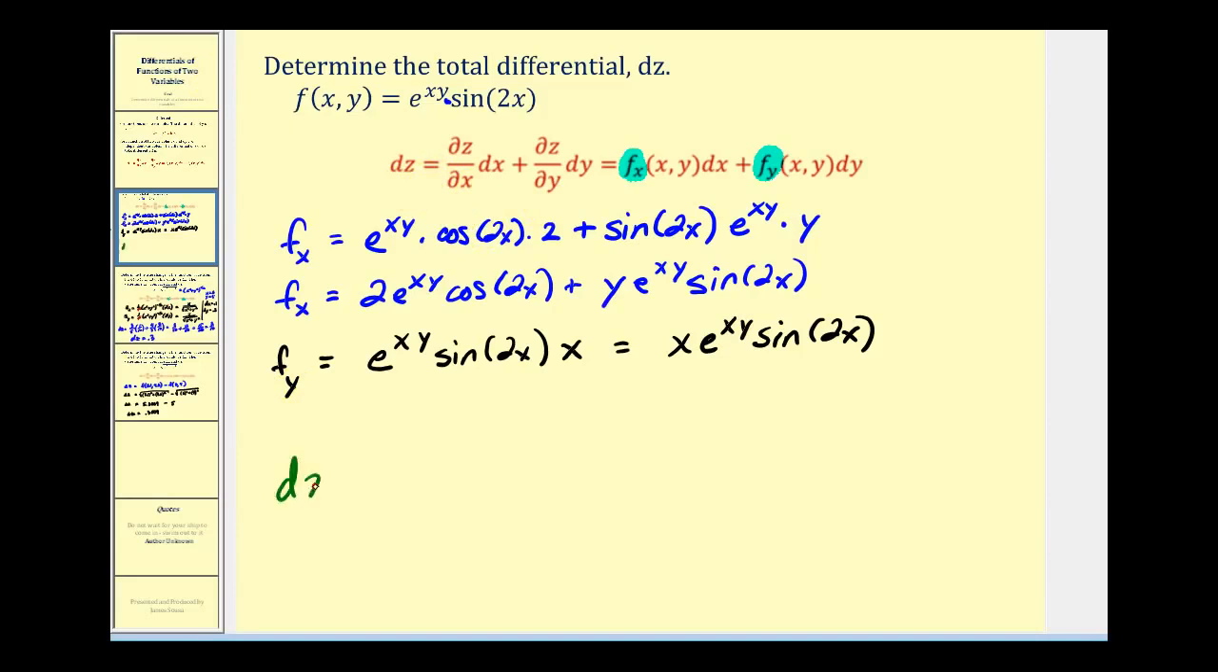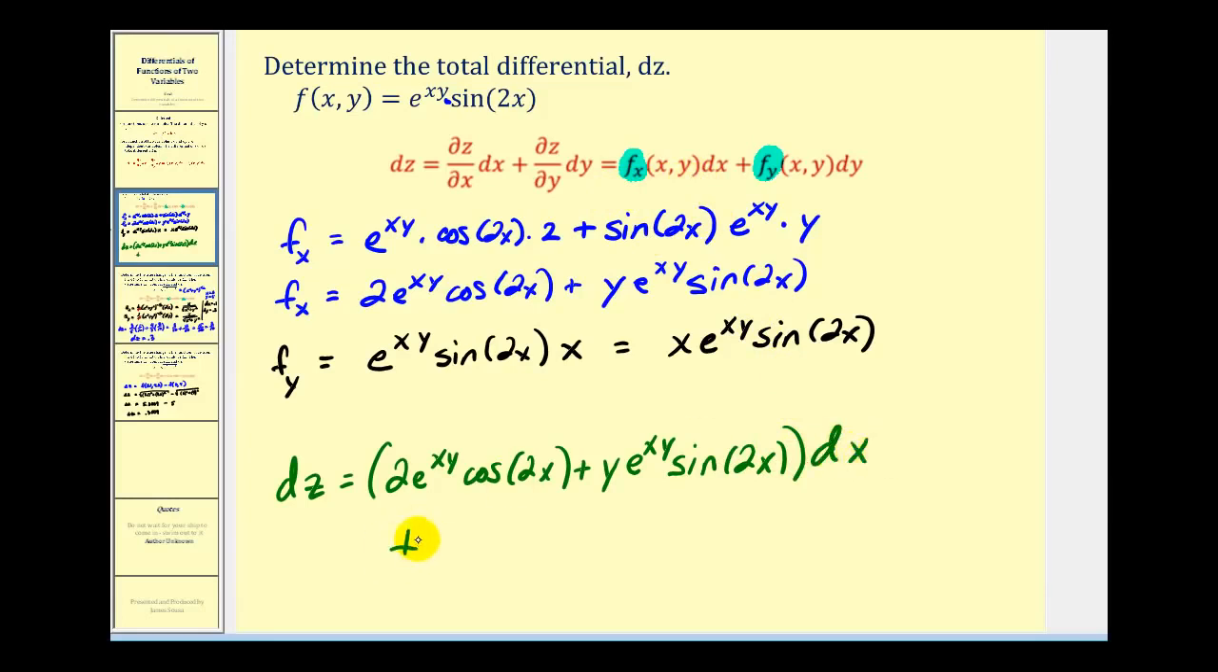Differential z is going to be equal to the partial with respect to x times dx plus the partial with respect to y times dy.